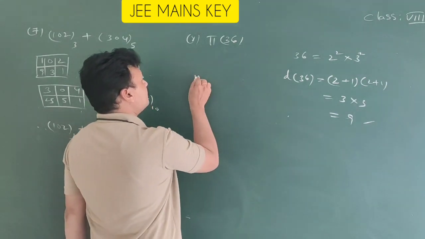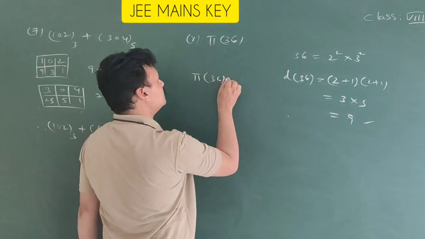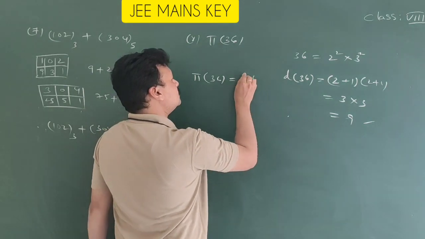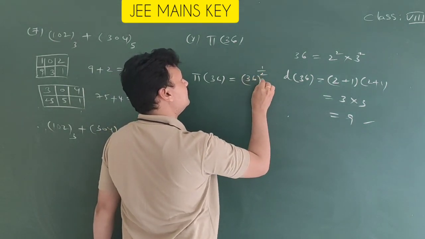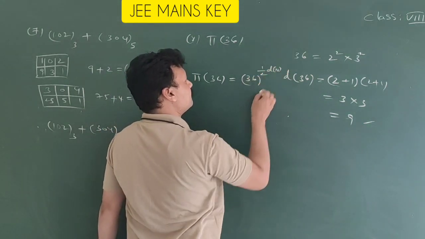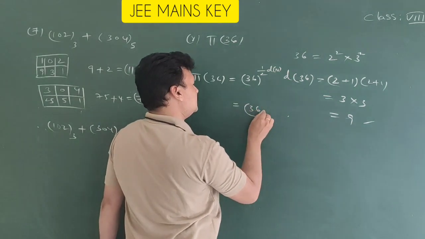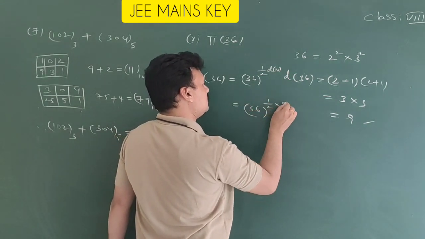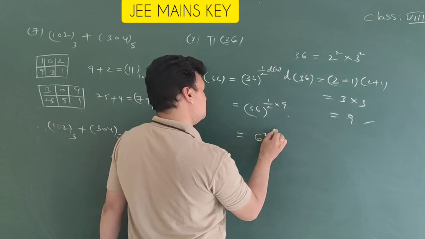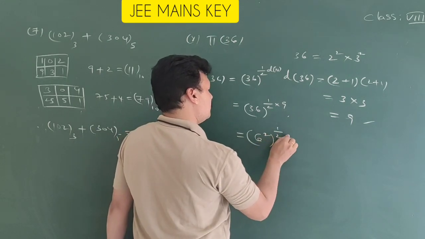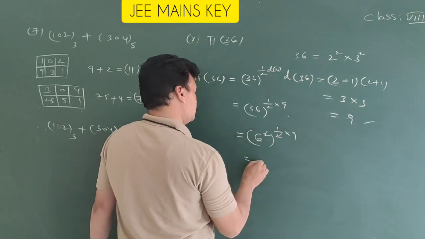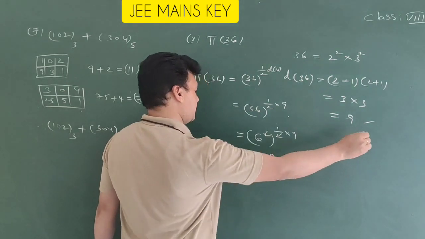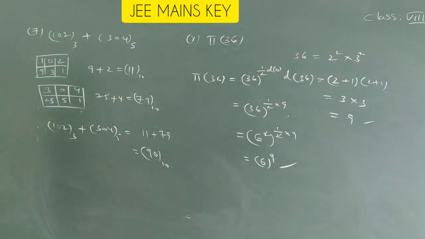Now, the product of factors equals n whole power half of d of n. So 36 whole power half into 9. 36 means 6 square, whole power 1 by 2 into 9. So 6 power 9. 6 power 9 is the required answer.